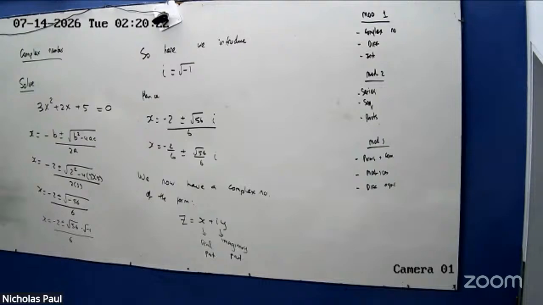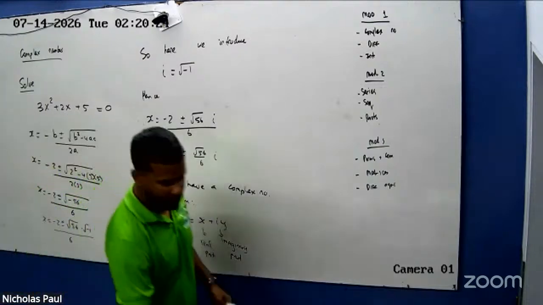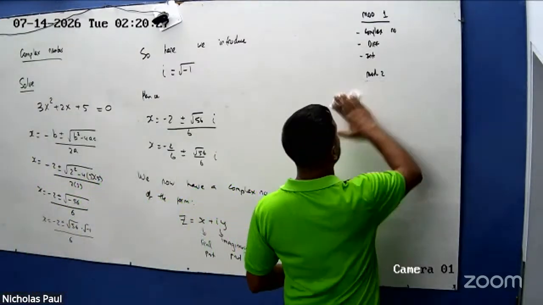So what we're introducing now is this root of minus 1, which we call i.